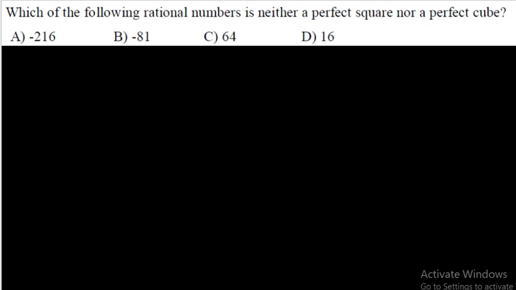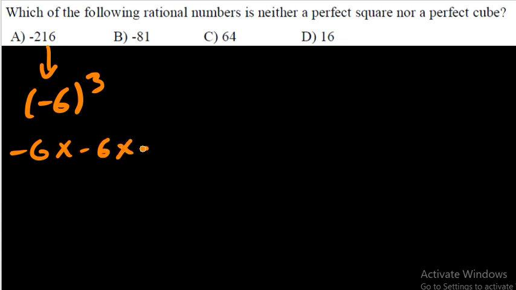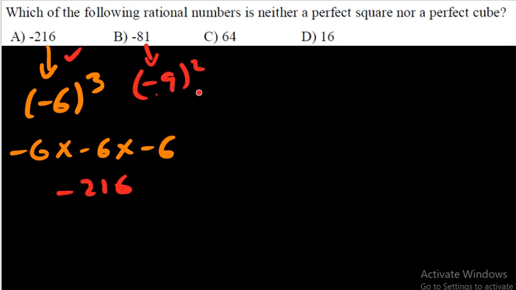The next one: which of the following rational numbers is neither a perfect square nor a perfect cube? Negative 216 is the same as negative 6 cube, because negative 6 times negative 6 times negative 6 will give you negative 216. So it's a perfect cube. And negative 81, we cannot say negative 9 square, because negative 9 times negative 9 will be positive. Doesn't work. So this is not a perfect square number. It cannot be a perfect cube also.